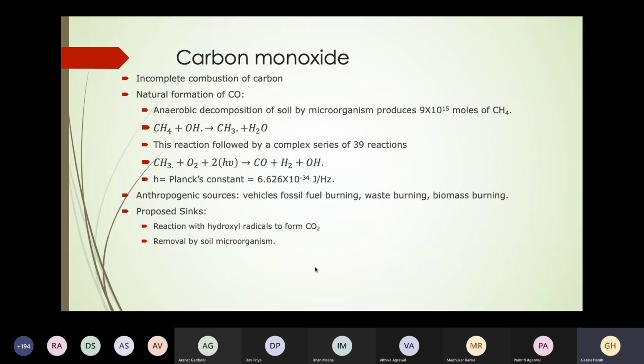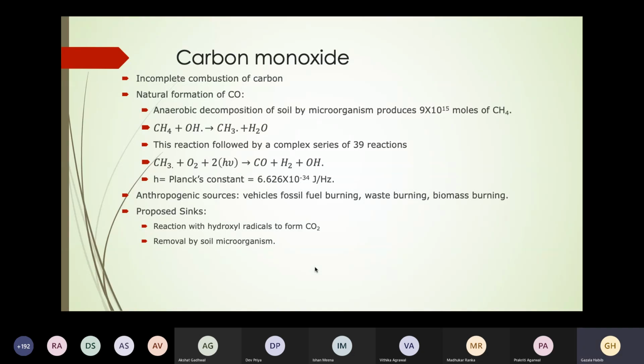And natural formation of CO takes place through anaerobic decomposition of soil by microorganisms that produce 9 into 10 to 15 moles of CH4. That CH4 reacts with OH radical and forms CH3 plus H2O. CH3 reacts with O2 in the presence of light and forms CO. So this is the natural pathway for CO formation. However, the emission from anthropogenic sources is much higher than natural formation.